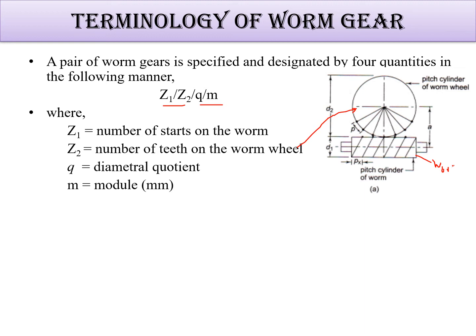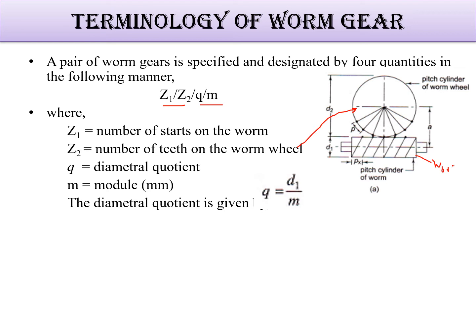Now Q is the diametral quotient. What is the diametral quotient? It is nothing but the ratio of the worm pitch circle diameter to the module. So Q is equal to D1 by M. D1 is the diameter of the worm, and D2 is the diameter of the worm wheel.